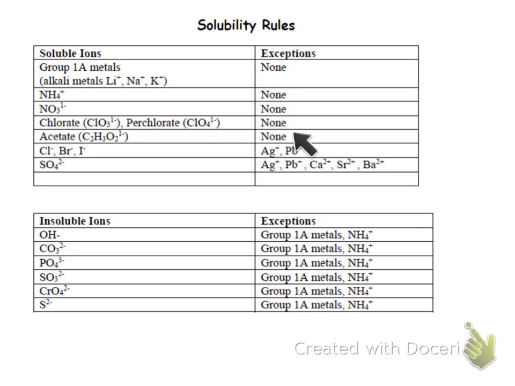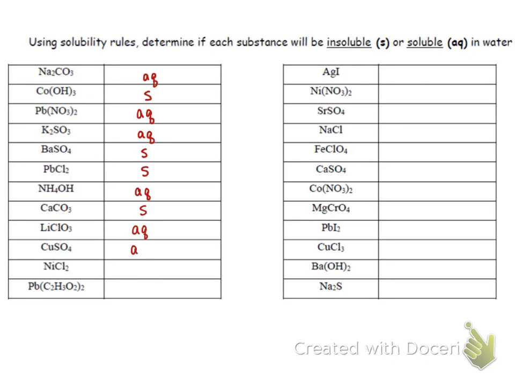And there are some exceptions to a few of these. A lot of silver and lead compounds form solids because they're very heavy. And these are the anions that are insoluble, typically insoluble with water, except when they are with group 1 metals or ammonium ion. So for practice, shut off your video and go through and determine the solubility of these compounds and then turn it back on and check your work.